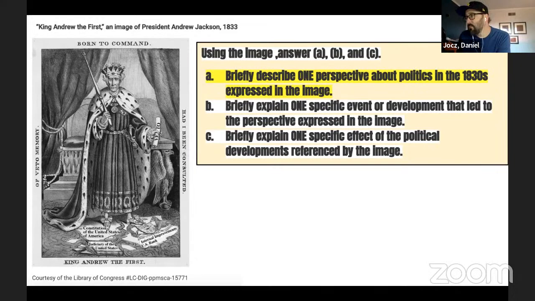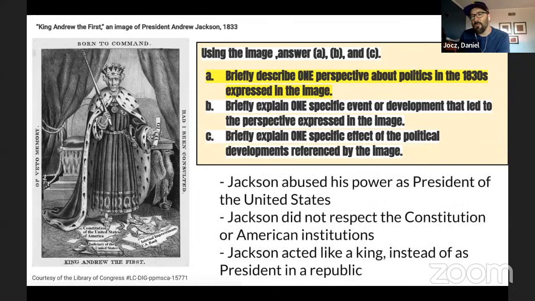And there's a lot of different ways you could go with this. And here are just some examples, obviously you'd write them out. You could make the point that Jackson abused his power as president of the United States. If you wrote that this cartoon was meant to say that Jackson was abusive of his power or using powers that he does not have, does not respect the Constitution or America's institutions, or that Jackson acted like a king instead of as a president in a republic, then you would be on your road to getting a point.